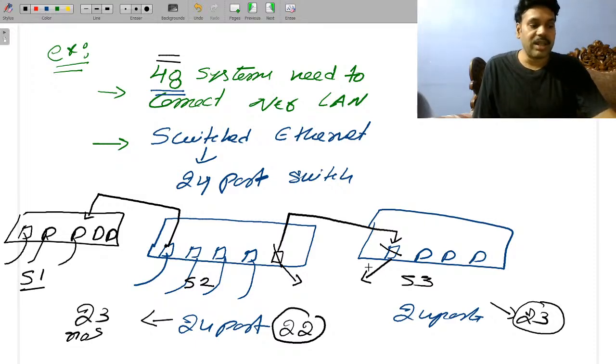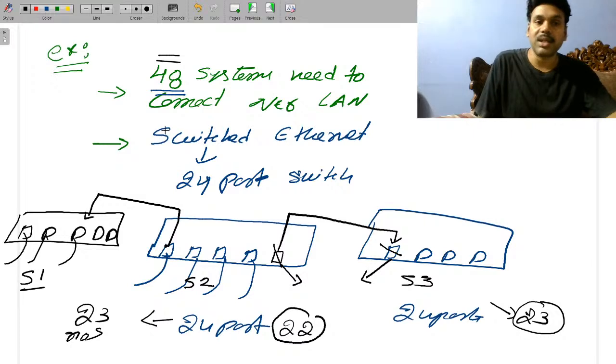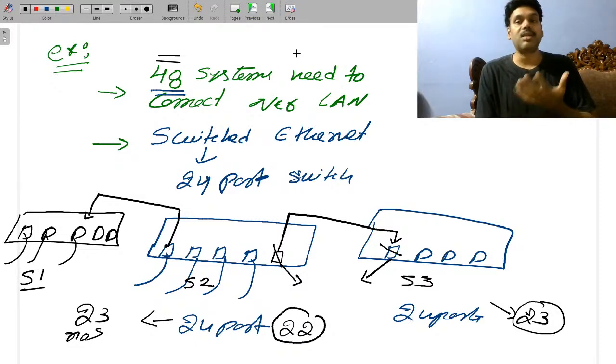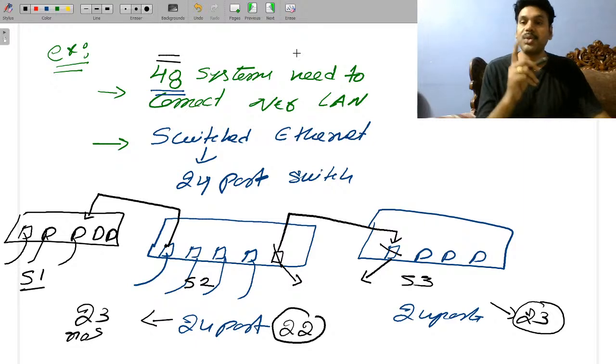So if you have any doubt, you can chat with me by typing. This is the meaning of a switch. So in that case, why are we adding switches? In the sense, we want to integrate a larger number of computers into a single centralized LAN.